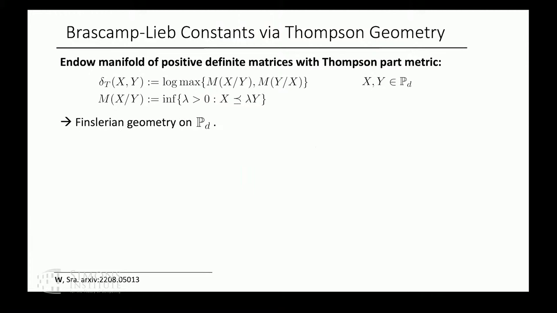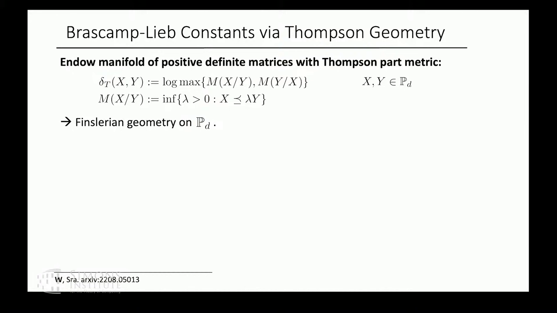we put a different geometric lens on the problem. So in the previous discussion, we have said that positive definite matrices could be viewed as a Euclidean space, could be viewed as a Riemannian space with the usual Riemannian metric that we put on positive definite matrices that arises from the Frobenius product. But we can also, for instance, put a different metric like this one, the Thompson metric, on the positive definite matrices. That gives us a non-Riemannian geometry, a Finsler geometry on the positive definite matrices. And that turns out to be a critical ingredient in our analysis.